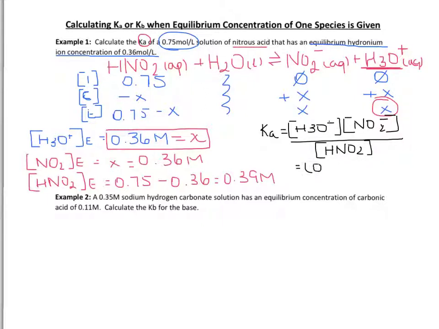So we have 0.36 molar times 0.36 molar all over 0.39 molar. Two of these molars will cancel out to give us the units moles per liter as suspected, and this is 0.33 moles per liter for the Ka value.